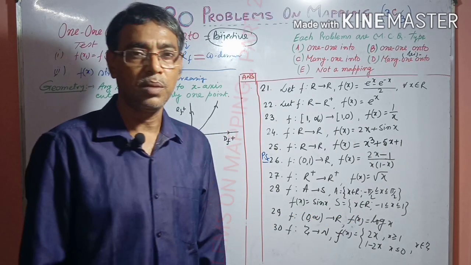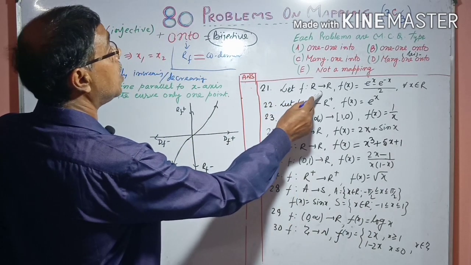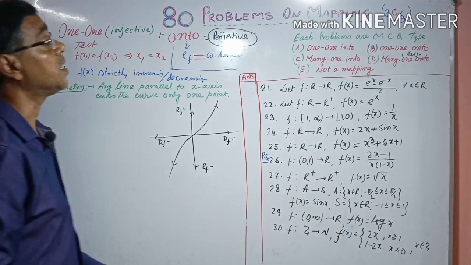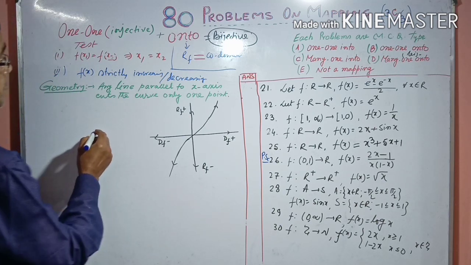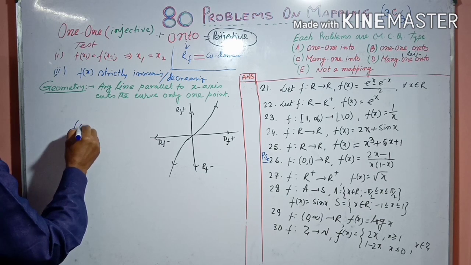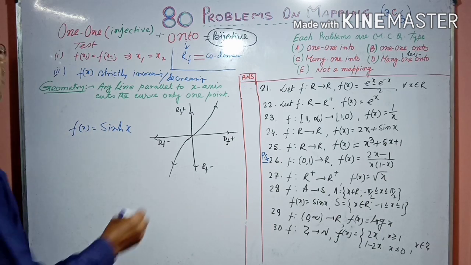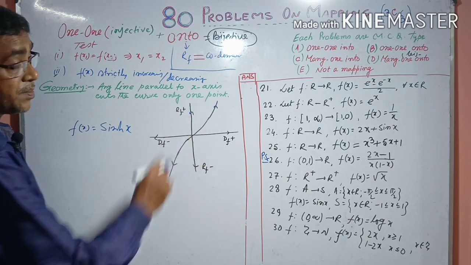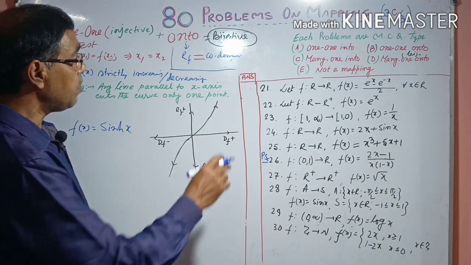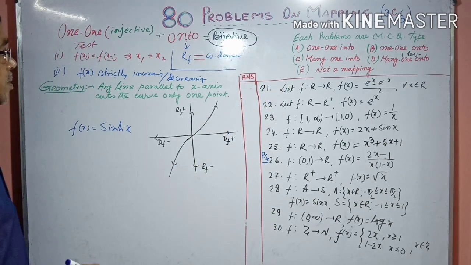So let's start problem number 21. Here, given f from R to R is a function such that f(x) equals (e to the power x minus e to the power minus x) by 2. Therefore, we can also write f(x) equals sinh x, it is of the form sin hyperbolic x. The graph of the function is this sinh x. If you know the graph of the function, then you can easily find the result of the MCQ problems.